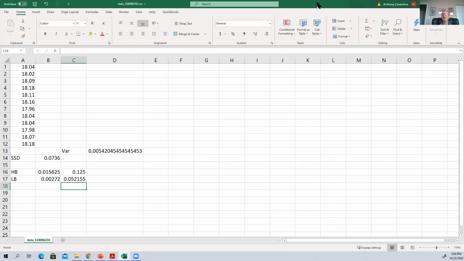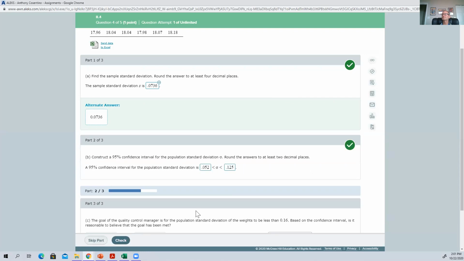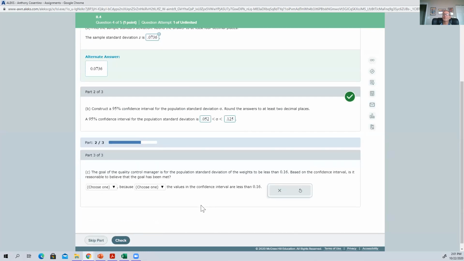And so the next thing is type in these values here. And so what do we get? It says round your answer to at least 2 decimal places. So the lower end would be 0.052 and the upper end is 0.125. Yay. So kind of annoying, but if you just walk through it step by step.